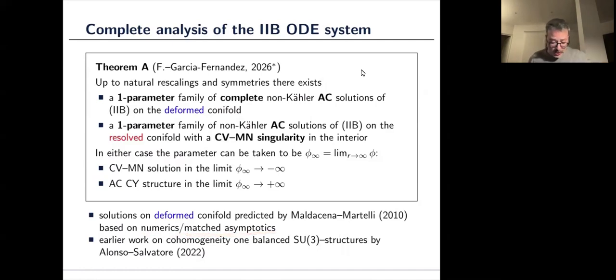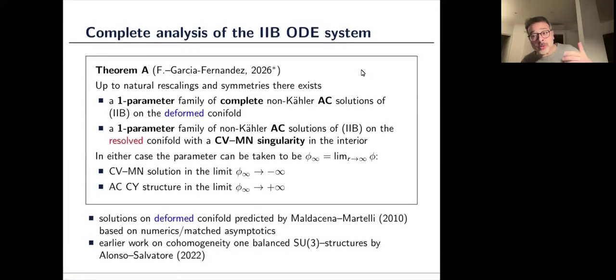And then I should also mention earlier work by Alonso and Salvatore on trying to classify homogeneity 1 SU3 structures, and then basically using these results, homogeneity 1 balanced SU3 structure, and then using your result, you can deduce the fact that SU2 times SU2 is the only, with the kind of homogeneity one setup that we consider, the only interesting one.